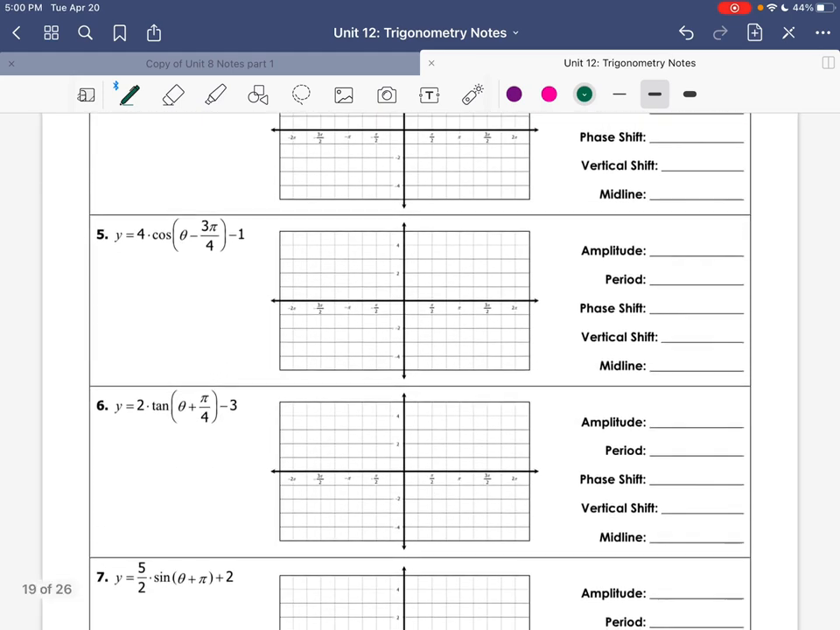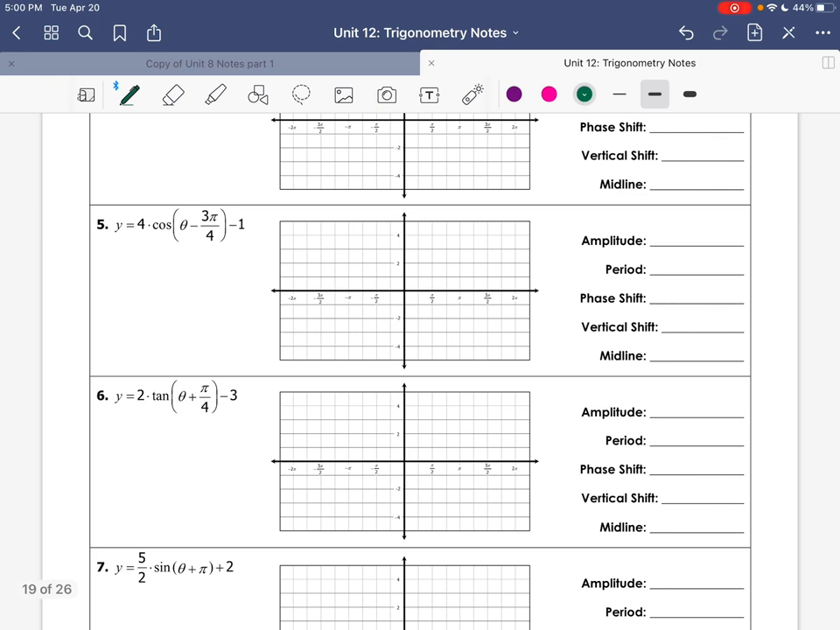Okay, let's do a cosine one. So this cosine one is going to have an amplitude of 4. So that means instead of going from 1 to -1, we're going to go from 4 to -4. This one's period has not been changed because there's no number in there between cosine and theta. So this is no change. That's nice.